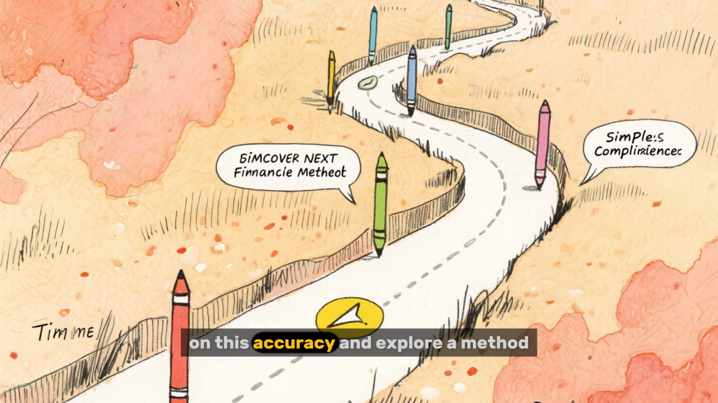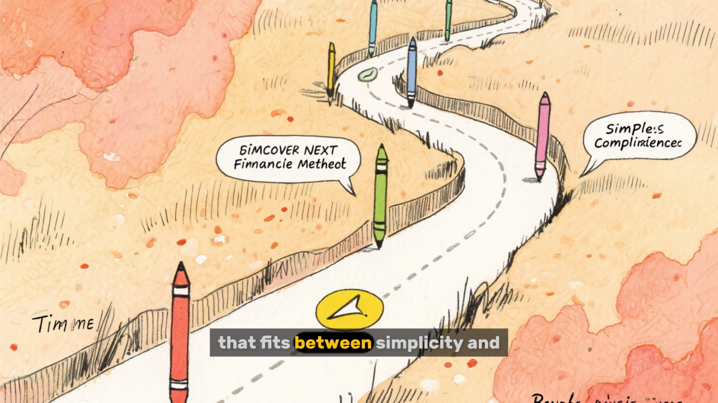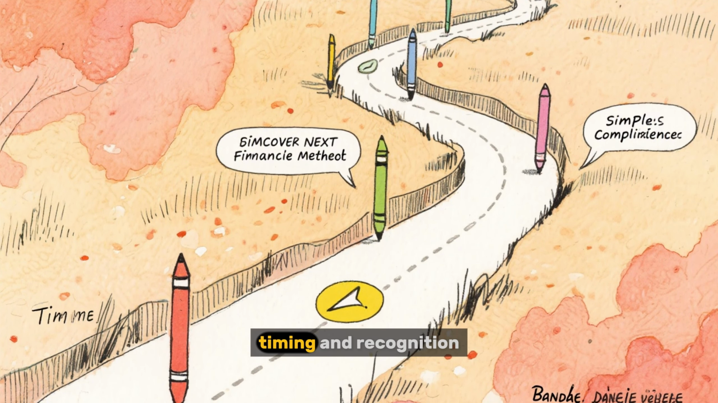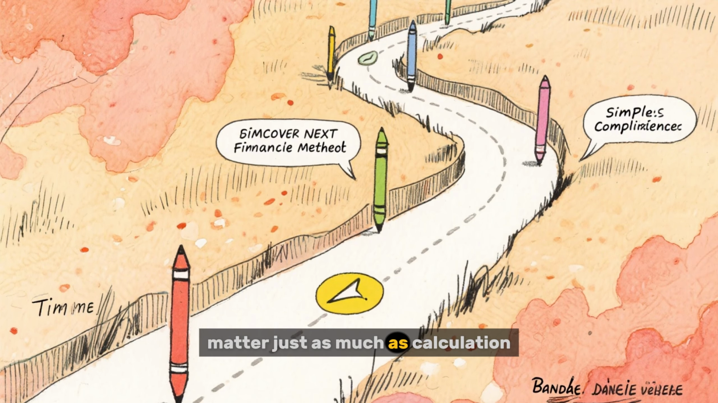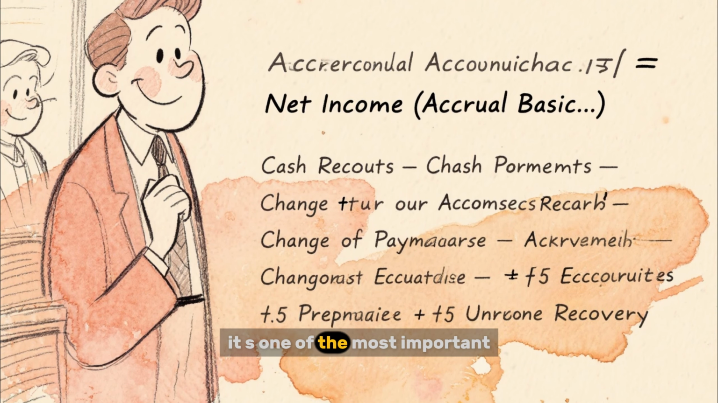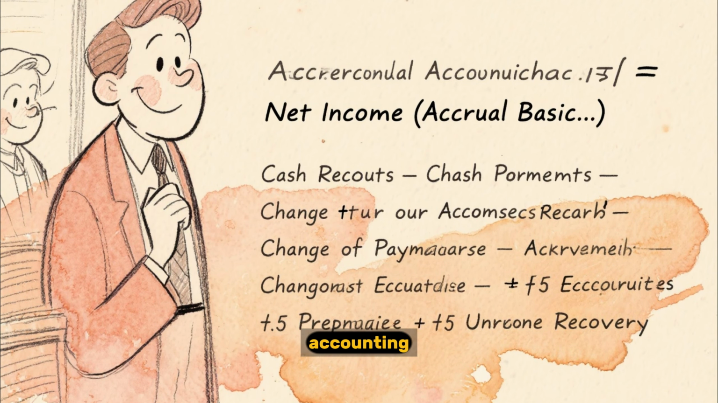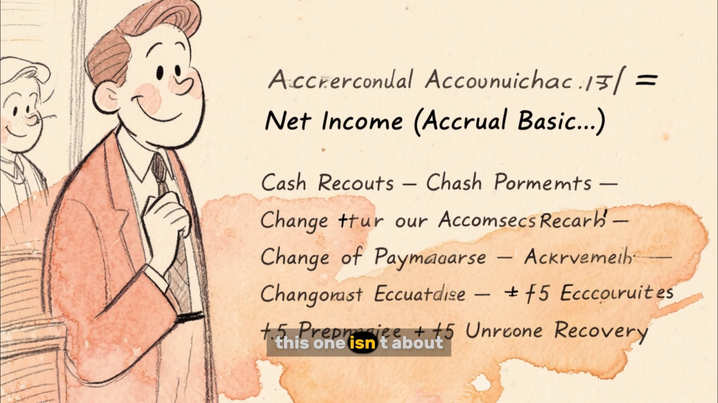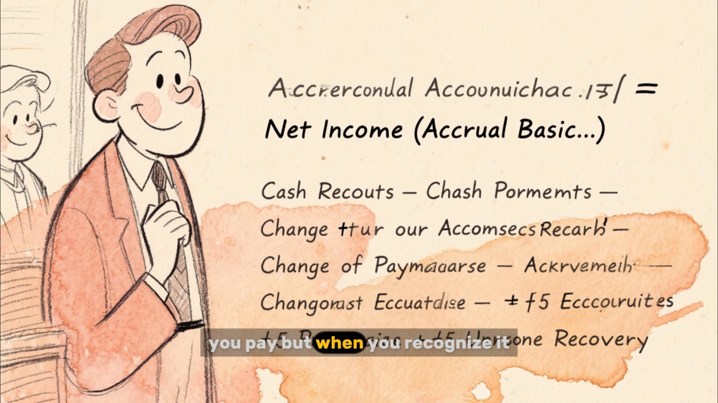Next, we'll build on this accuracy and explore a method that fits between simplicity and compliance, where timing and recognition matter just as much as calculation. 3. Accrual basis accounting. It's one of the most important principles in professional accounting. Unlike the previous methods, this one isn't about how much interest you pay, but when you recognize it.